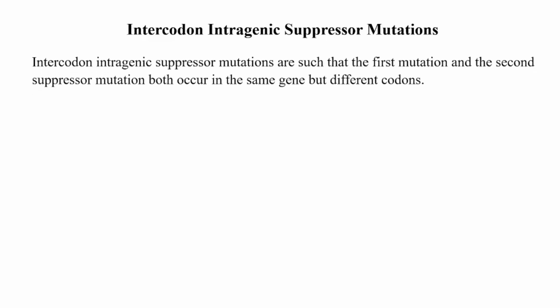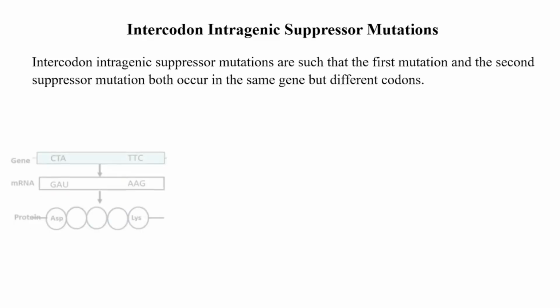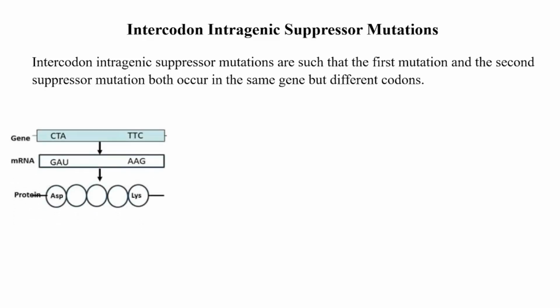Intercodon intragenic suppressor mutations are such that the first mutation and the second suppressor mutation both occur in the same gene but different codons. For example, in this figure, a protein has a negatively charged amino acid aspartate and a positively charged amino acid lysine at a distance. The protein structure is stabilized due to the interaction between aspartate, which is a negatively charged amino acid, and lysine, which is a positively charged amino acid.